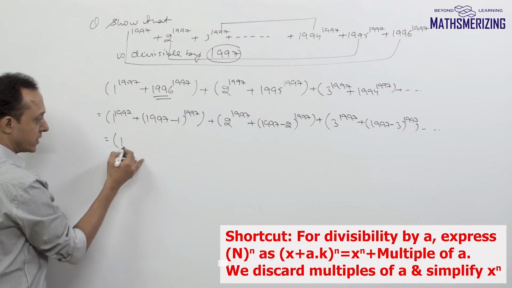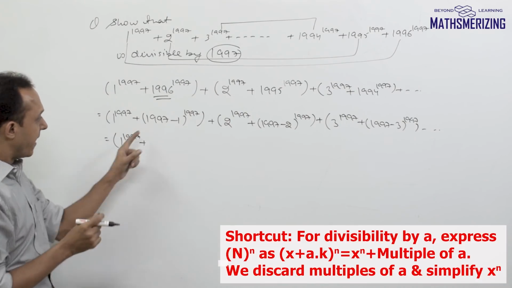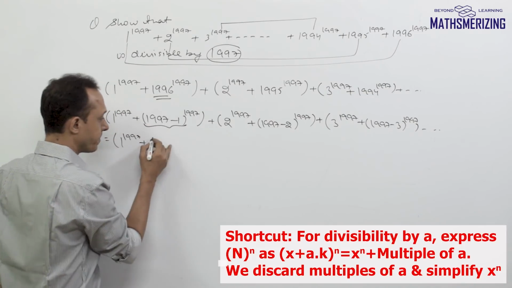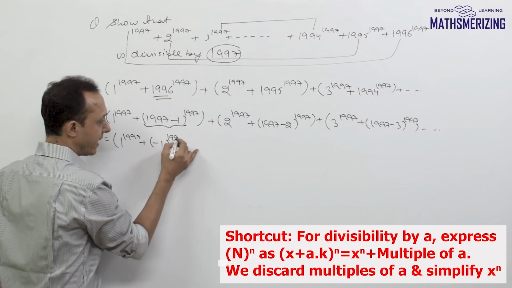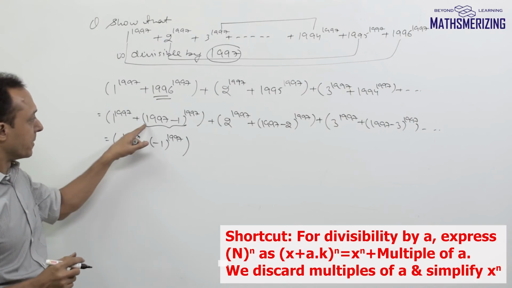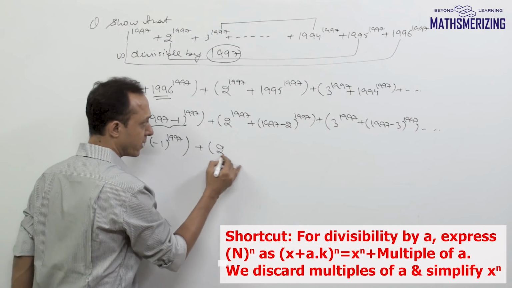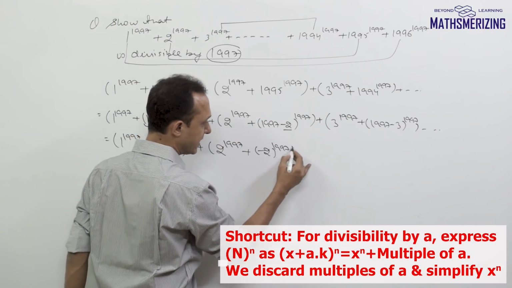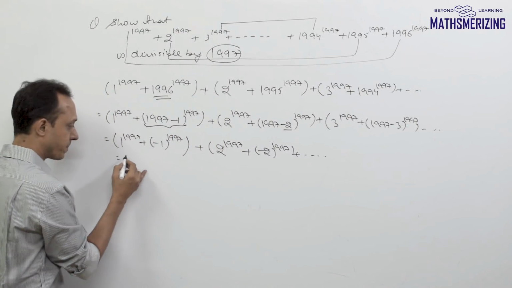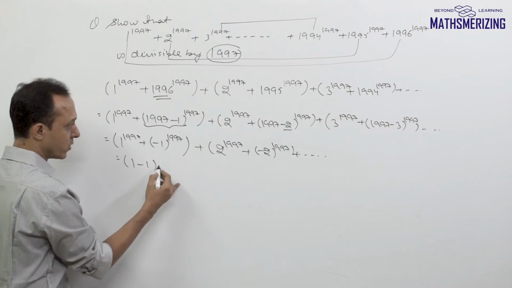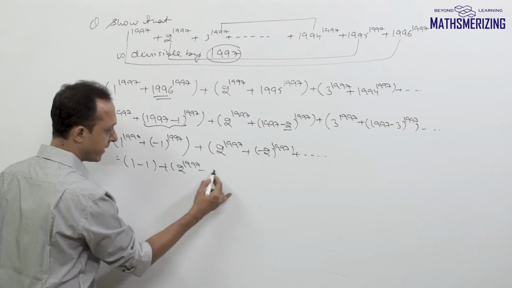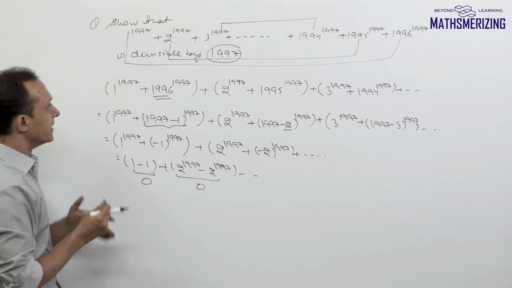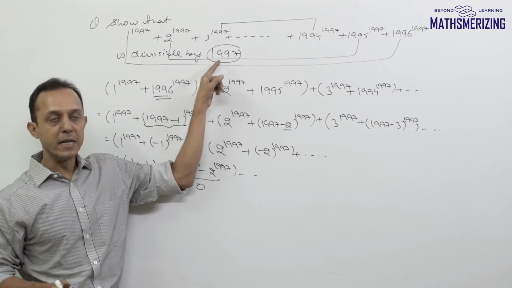Now, using the shortcut, every term will be a multiple of 1997 except for the first term. So I'll simply write it as minus 1 to the power 1997 plus all other terms which are multiples of 1997. In the same way for the second one also, I'll write 1997 and then the shortcut is minus 2 to the power 1997, and the same way. So this is 1 and then minus 1. So it will be 2 to the power 1997 and then minus 2 to the power 1997. So all these terms will be 0. So this expression is clearly divisible by 1997.